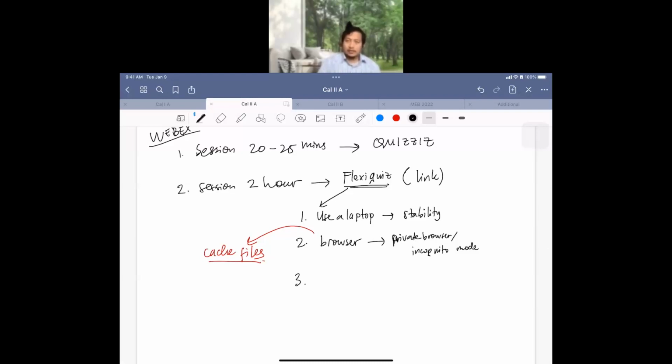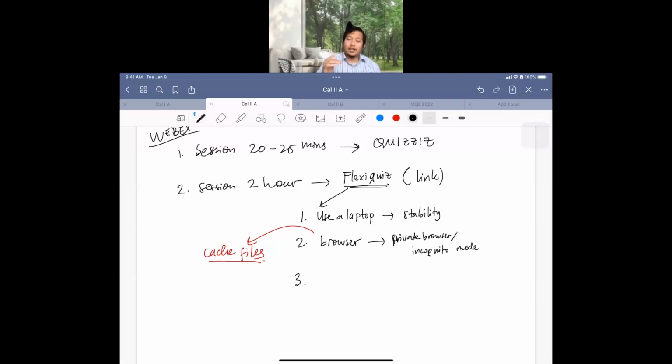And third, please read all the instructions very clearly. After you click the link, you will have a welcoming message. Please read all the message, because there are some instructions on how you are going to write some equations or maybe some numbers.